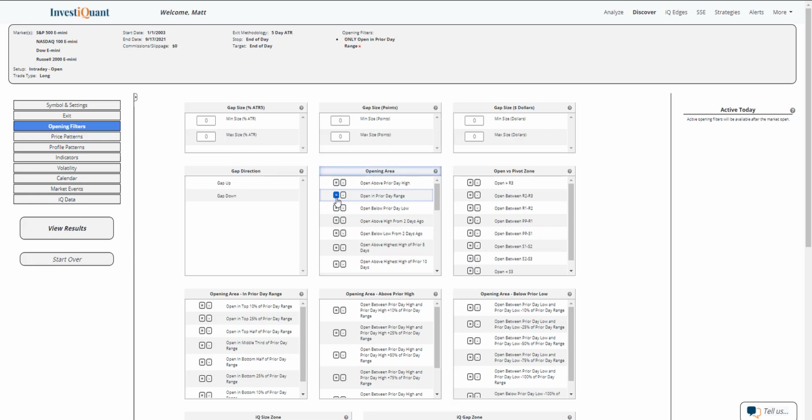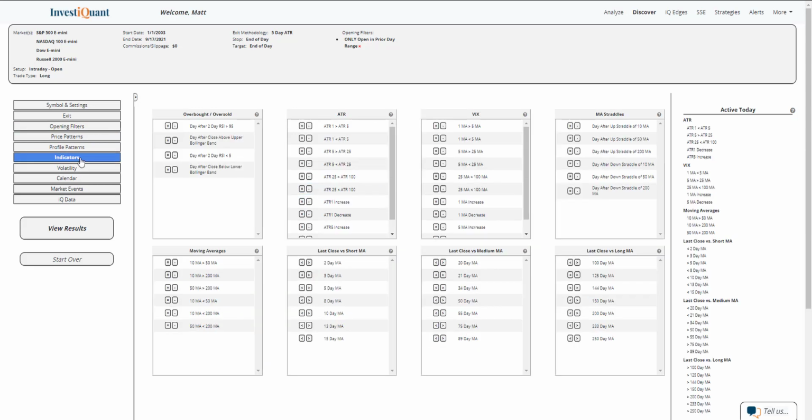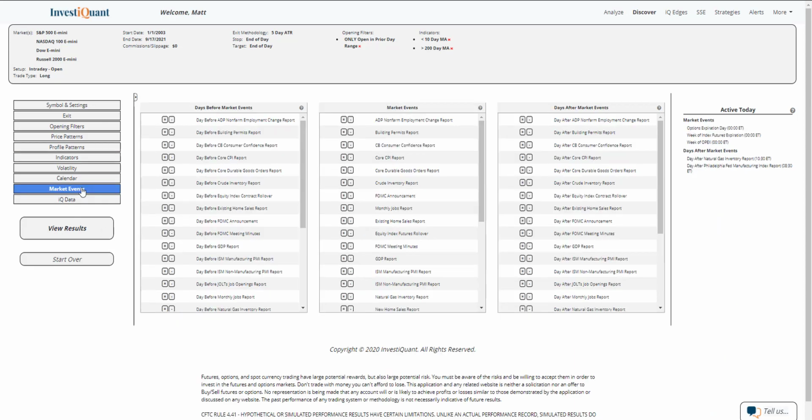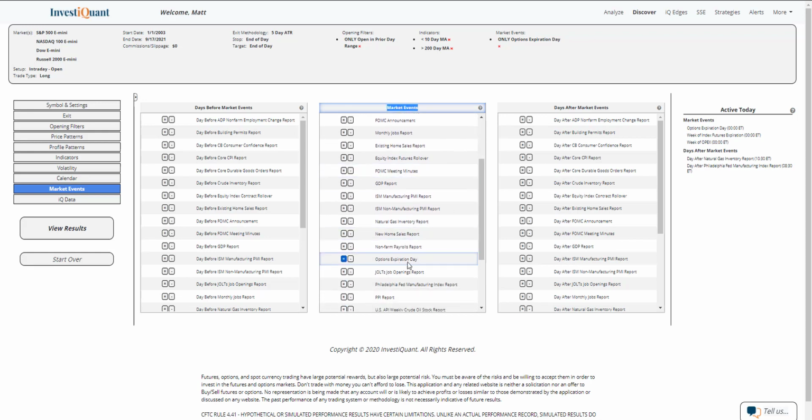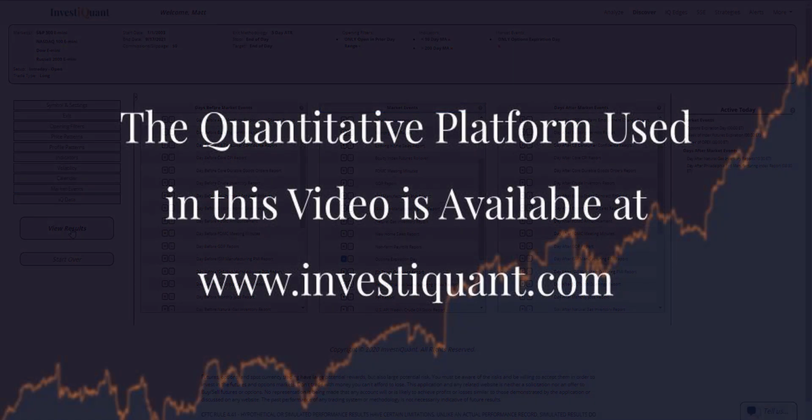And then next, I'm going to go into the indicators library. I'm going to put us in a similar market environment. We have sold off the highs, so I'm going to put us below a 10-day simple moving average, but we're still well above the 200-day simple moving average. And then lastly, I'm going to go to the market events library, and I'm going to say that it is options expiration day. So I can grab that top option here from the active today section. That comes from our market events library. If I scroll down just a little bit here, you'll be able to see where it's at. And now I can click view results.